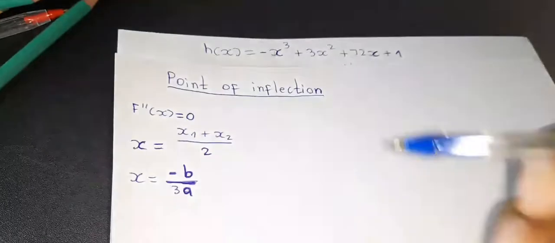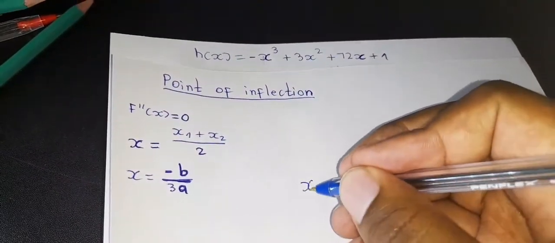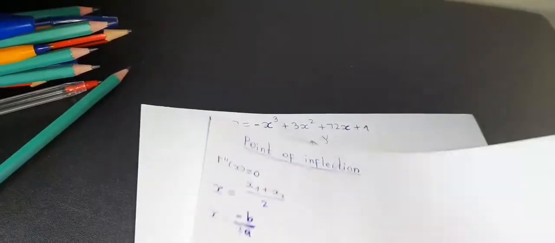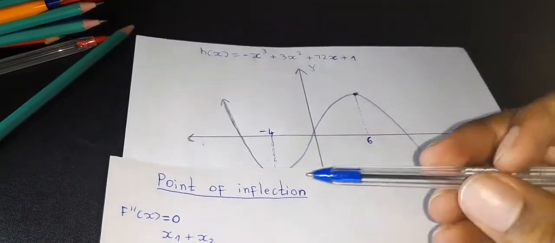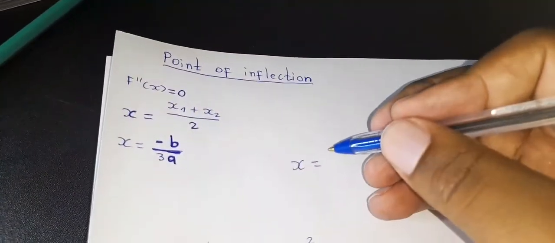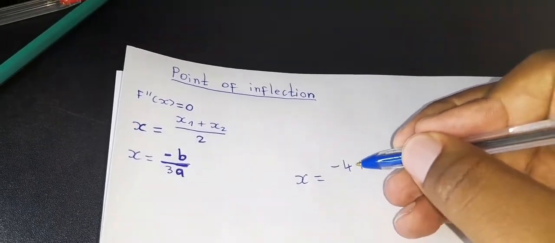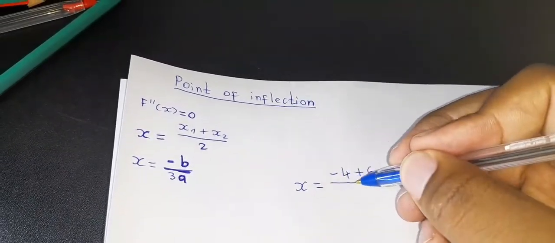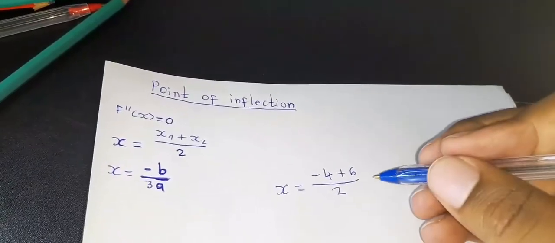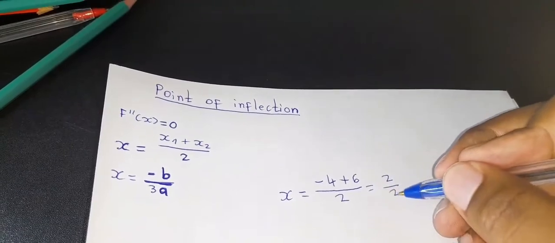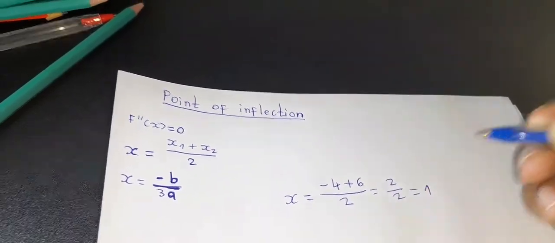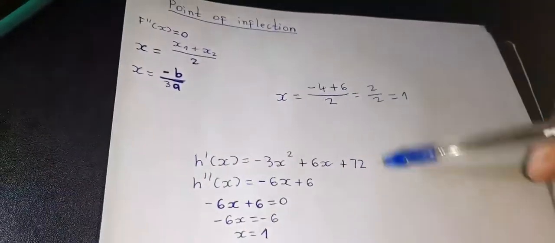So we will say x is equal to the sum of the x coordinates of the turning points, -4 and +6, so we add the 2 there, over 2. It's equal to -4 plus 6 over 2. -4 plus 6 is 2, and then 2 over 2 is 1. So we get the same answer here.